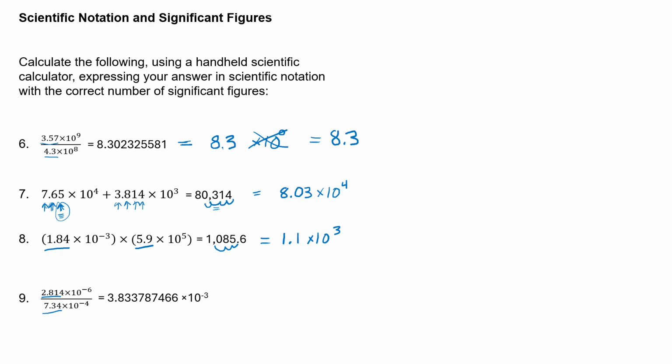3.833787466 times 10 to the minus 3. Well, I have to have only 3 significant digits because of this number, the least number of sig figs. So that's going to give me 3.8, and then it's 3, so that can stay as a 3. And then I'm still times 10 to the minus 3. So 3.83 times 10 to the minus 3.